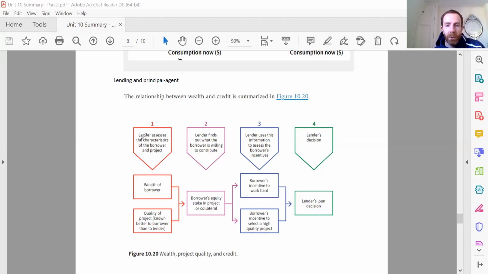So step one, what does the lender do? They look at the characteristics of the borrower and the project. So they look at the wealth of the borrower. That's important because that gives them an indication of how likely this person is to be able to pay the loan back, but also the quality of the project, right? If the project succeeds, they're much more likely to be able to pay back the loan than if it doesn't.